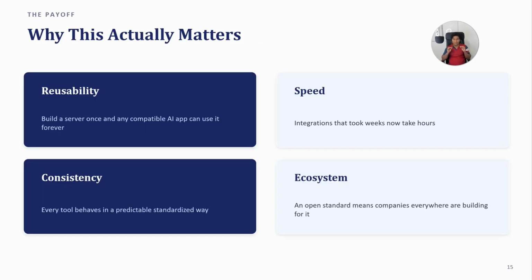So why does all of this actually matter? First, reusability. Build a server once and any compatible AI can use it forever. Second, speed. New integrations that used to take weeks can now take hours. Third, consistency. Every tool behaves in a predictable, standardized way. And fourth, a growing ecosystem. It is an open standard, so companies all over the world are building MCP servers for their own product. This means AI assistants are becoming genuinely useful. They can finally reach the tools and data people actually use every day.